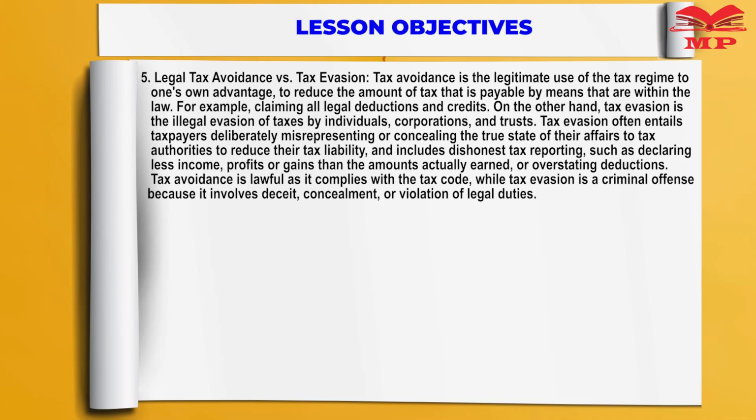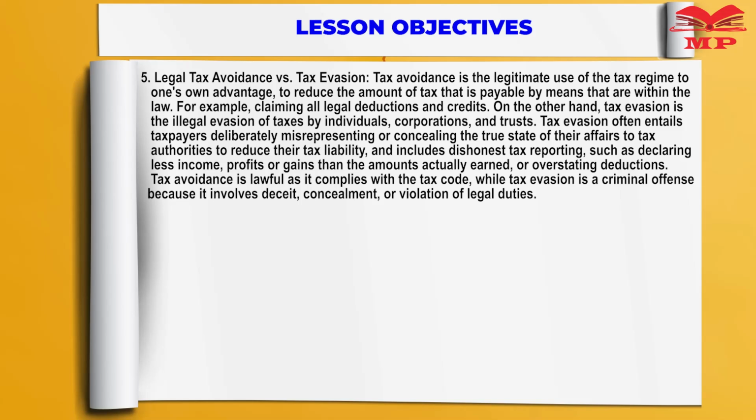Tax avoidance is the legitimate use of the tax regime to one's own advantage, to reduce the amount of tax that is payable by means that are within the law. For example, claiming all legal deductions and credits. On the other hand, tax evasion is the illegal evasion of taxes by individuals, corporations, and trusts.